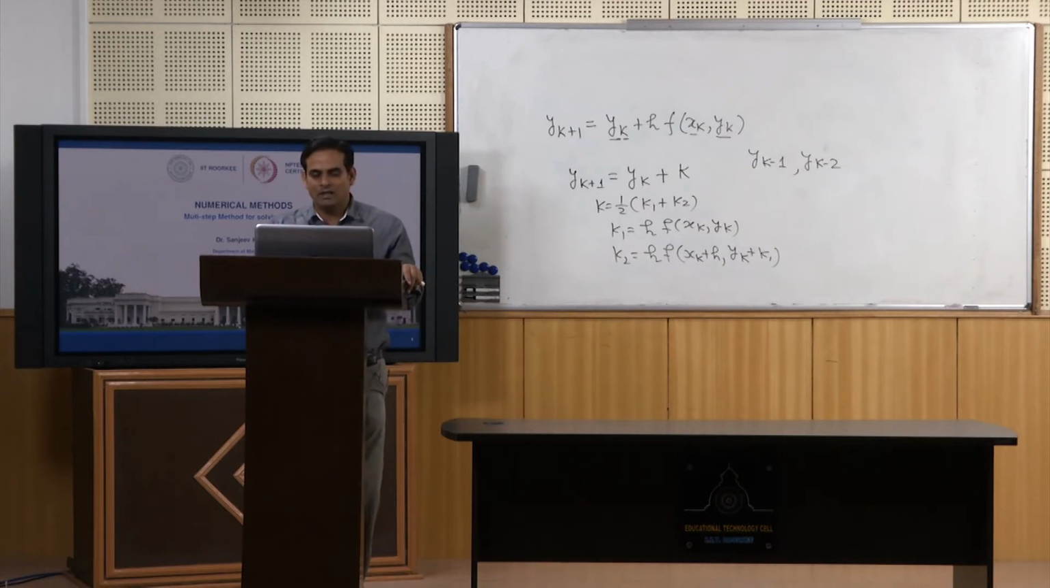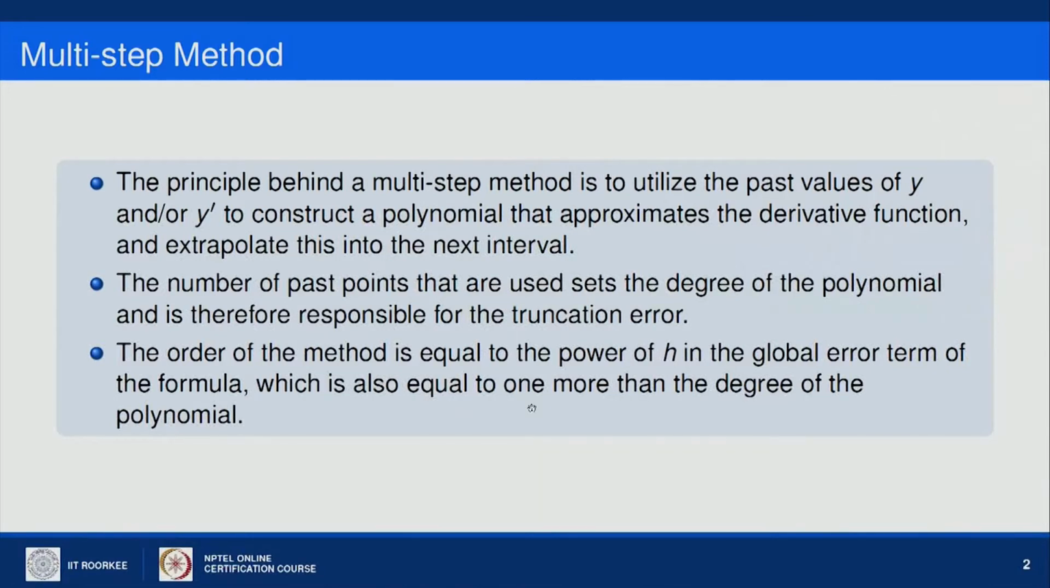The order of the method is equal to the power of h in the global error term of the formula, which is also equal to 1 more than the degree of the polynomial. So if we have a degree 4 polynomial, we will have an error of order h raised to the power 5.